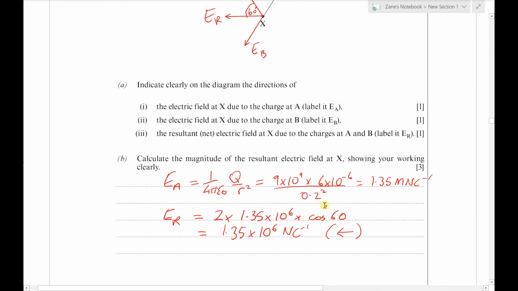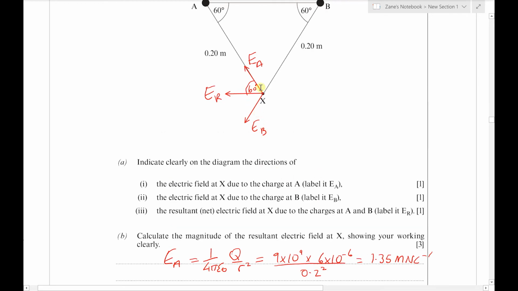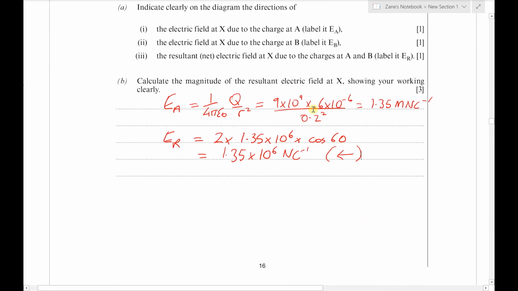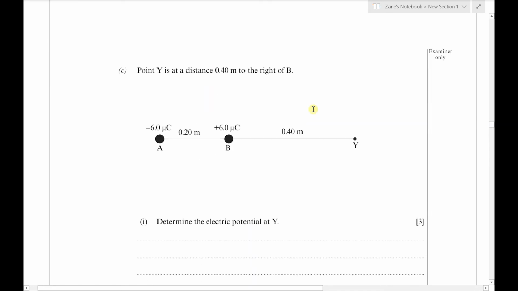The slightly quicker way of doing it is to realise that all of the angles on the diagram are 60 degrees. So therefore we're going to end up with an equilateral triangle here. So if we put EB and EA tip to tail, we'd end up with ER being exactly the same size, because the sides of an equilateral triangle are all equal.